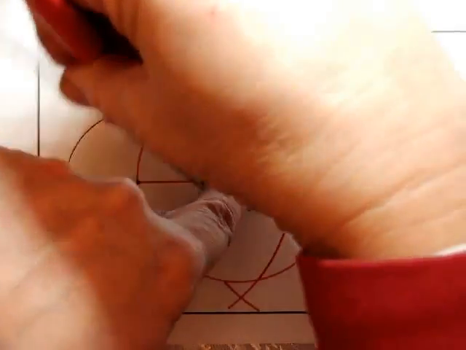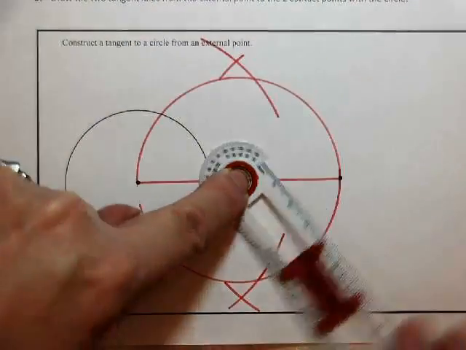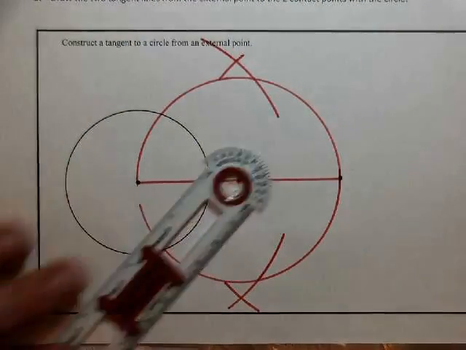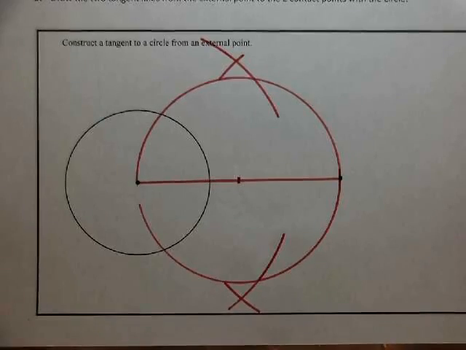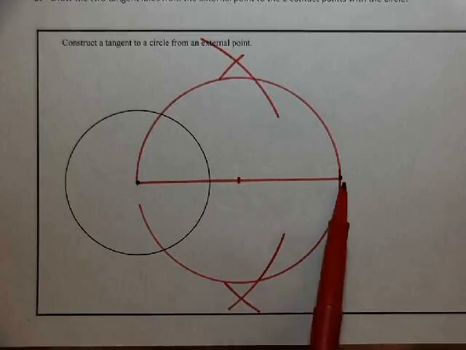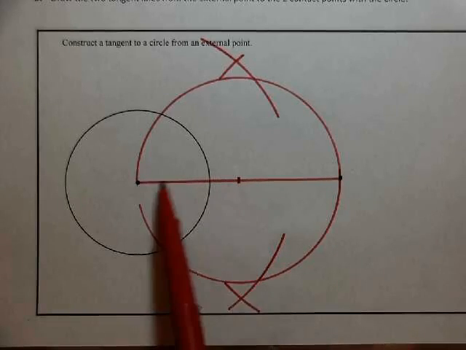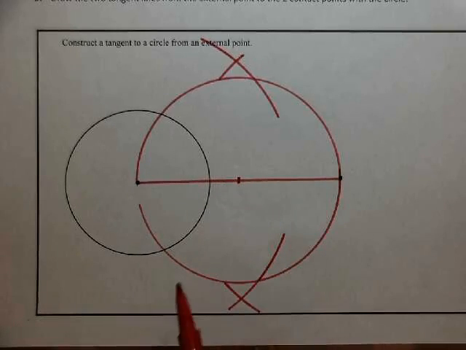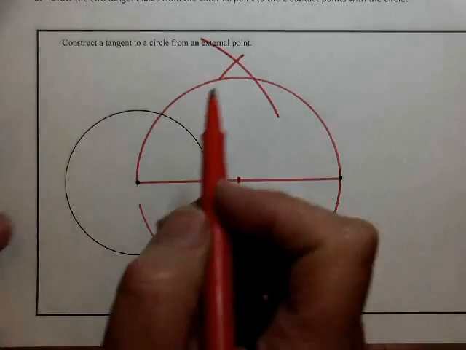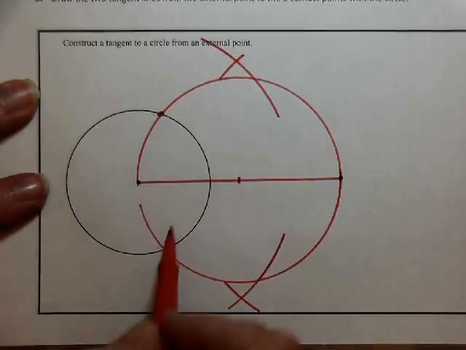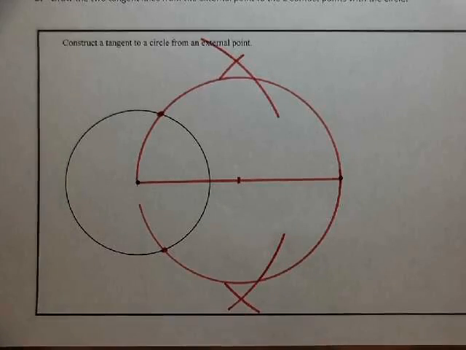Sorry if my hands are covering it, it's just kind of hard. So that is the circle that we drew, which has a radius based on the midpoint of this whole segment. We're going to mark the intersection of the two circles, this point here and this point here. These are the points of tangency for the two tangent lines.